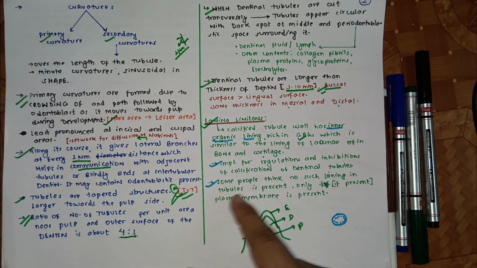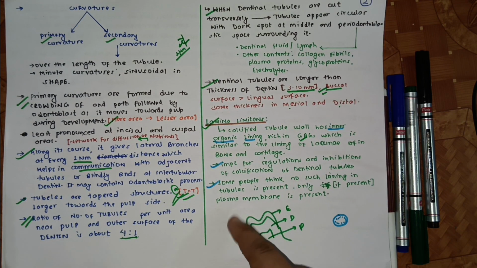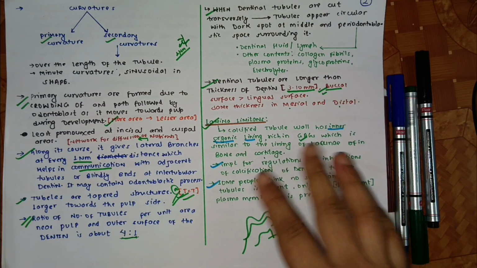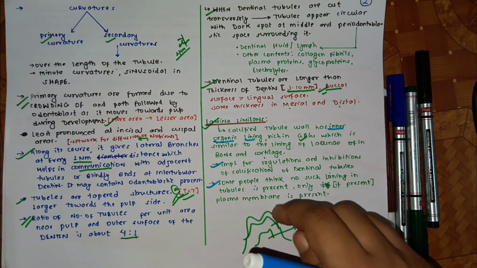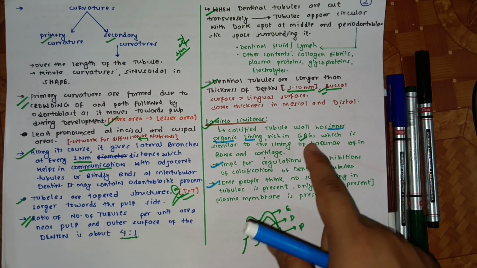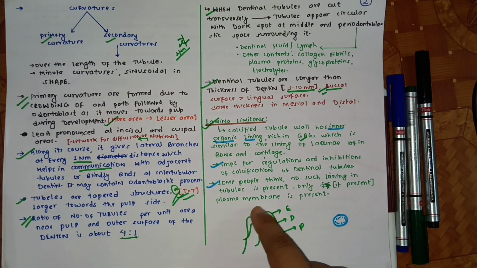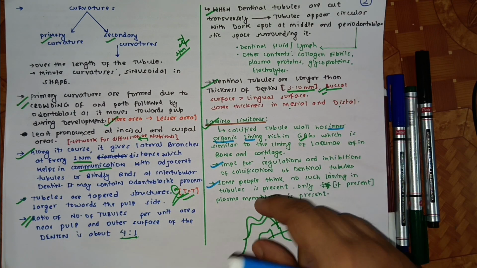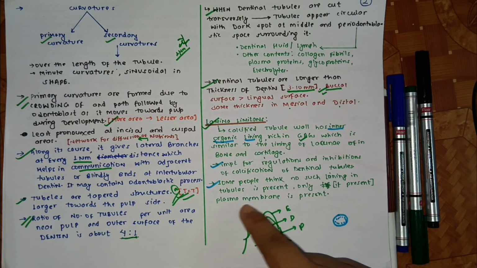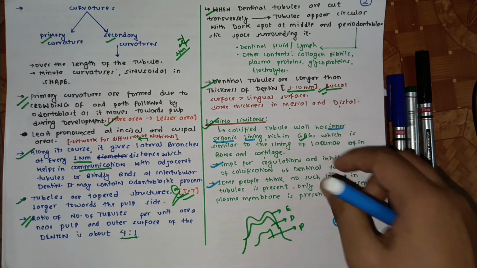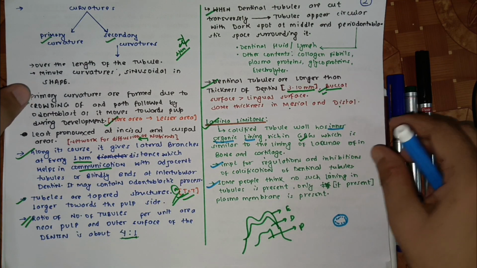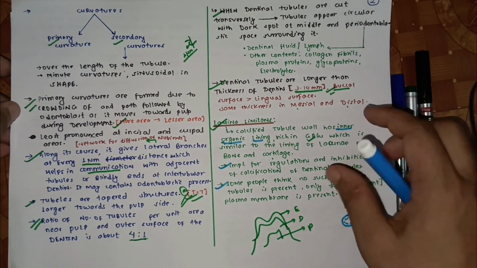I have also found that many people think there is no such lining at the inner surface of the calcified tubule wall. If present, it is just like the plasma membrane, which is the covering of every cell. Some groups of investigators think like that.